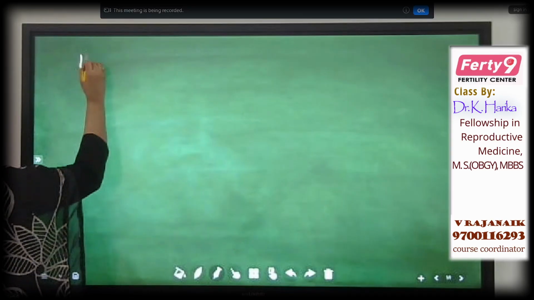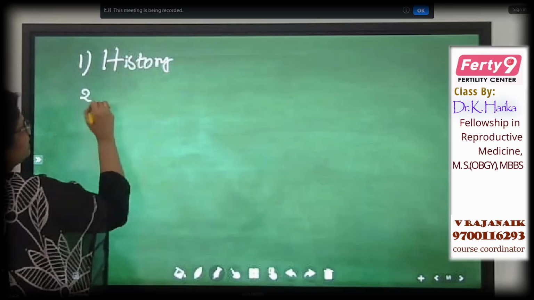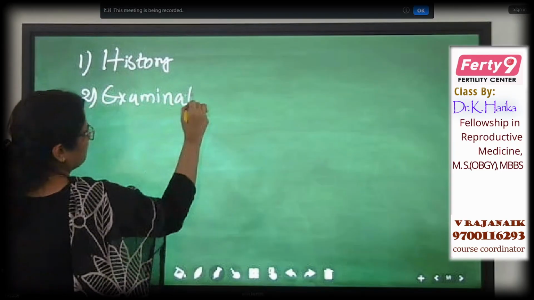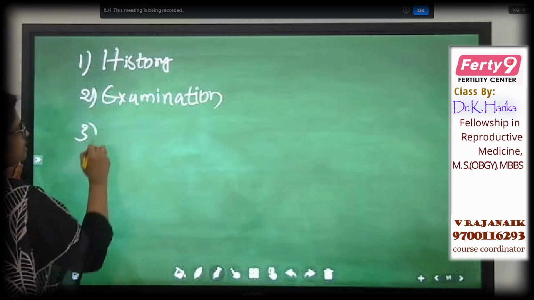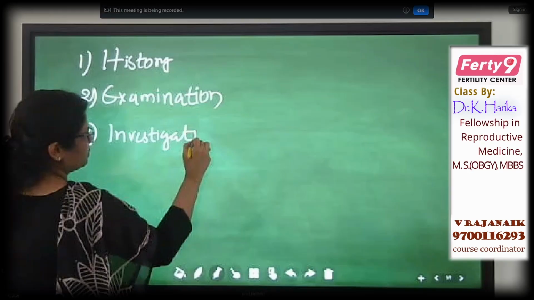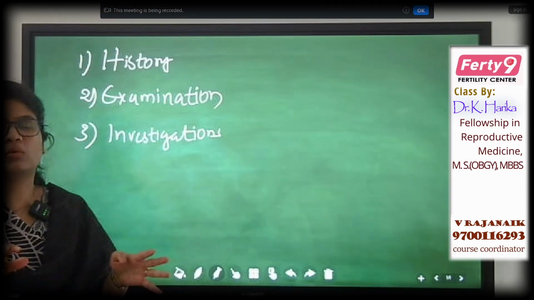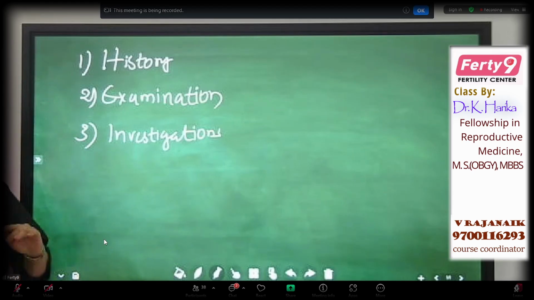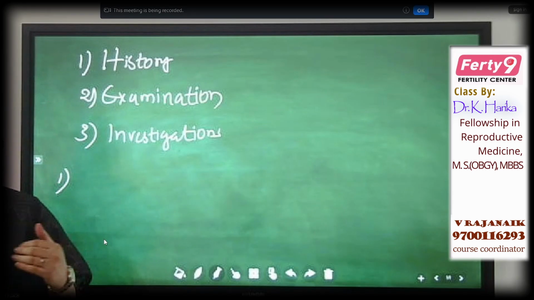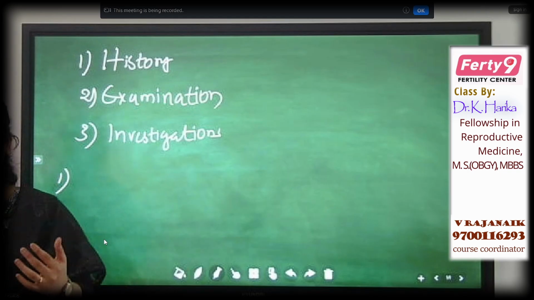Coming to evaluation. First is history, next is examination, and third is investigations. If you have any doubt, you can stop me and ask questions in between. Coming to history, history taking is very important. By taking the history alone, sometimes we can diagnose the probable cause of infertility.